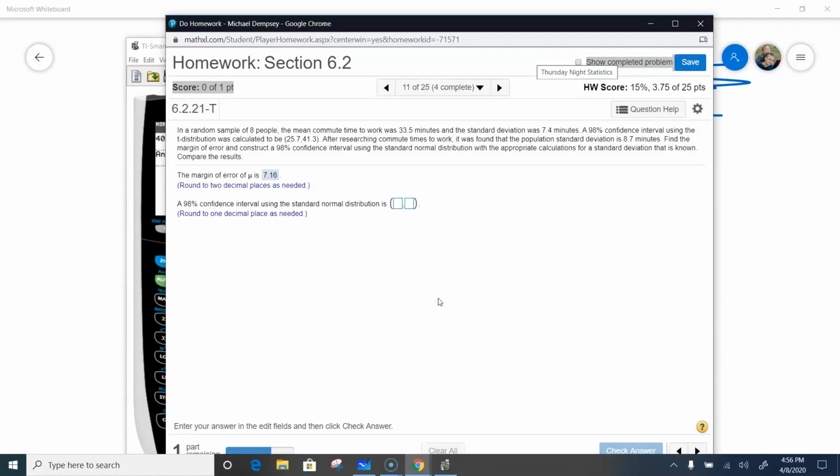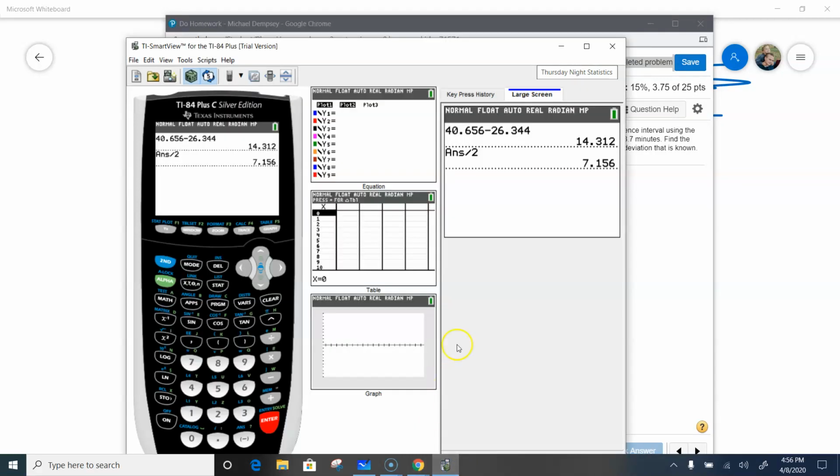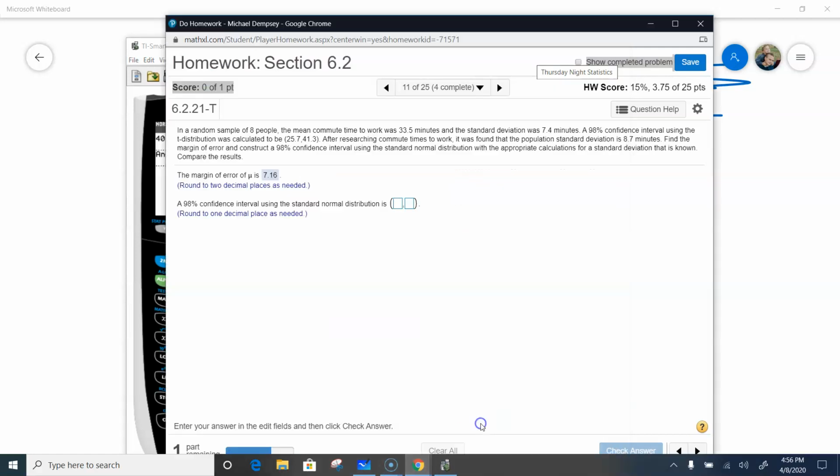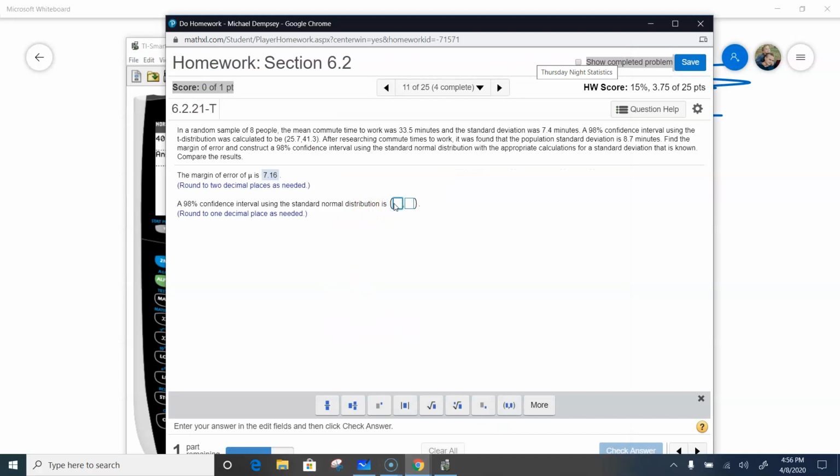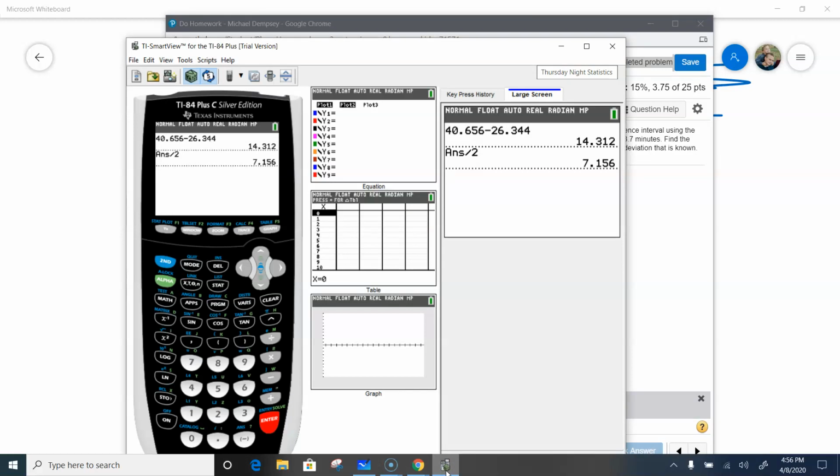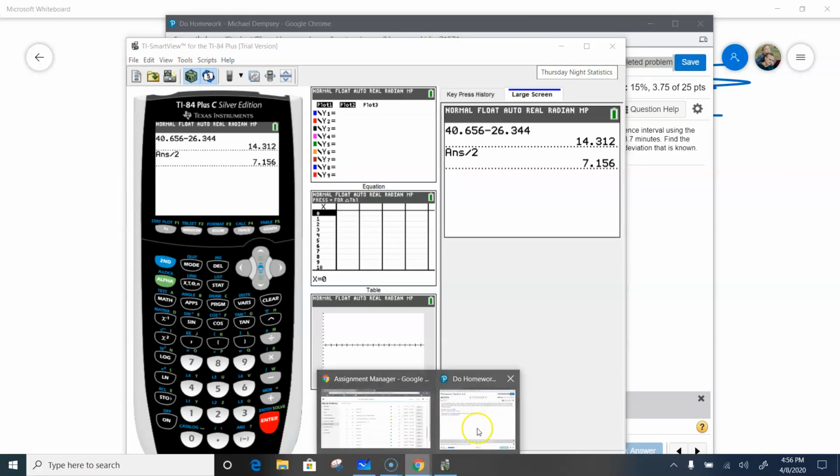Okay. And then what's the confidence interval? Well, we have it right on our screen here. We just did it. 26.344. So to 1 decimal place, .344 would be just .3. And then it goes up to 40.7 if we round to 1 decimal place.